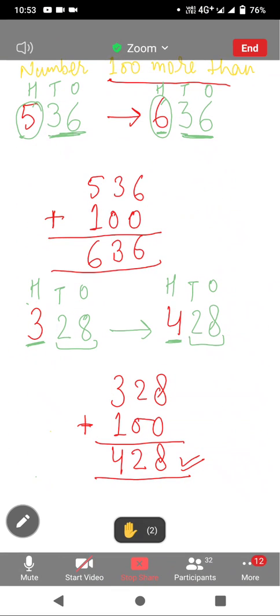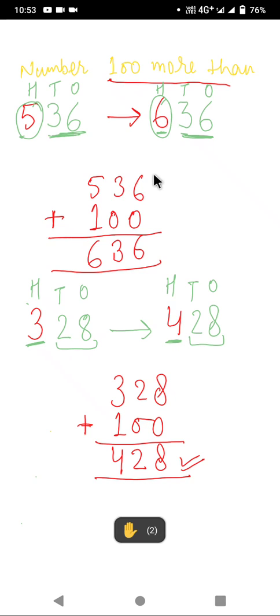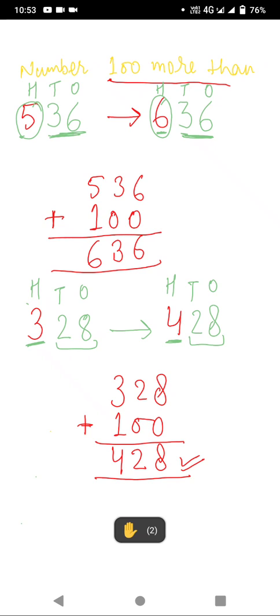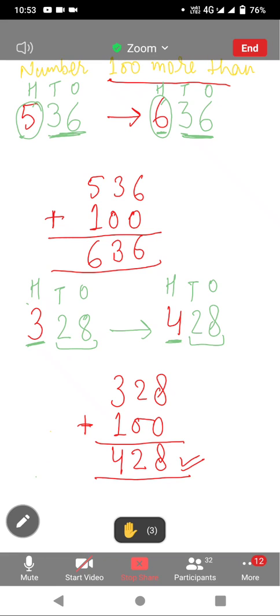Okay. So students, no need to do it like this. This addition I have told you for your understanding only. You can find out 10 more than or 100 more than directly. To find out 10 more than, we just add 1 in the tens place digit. And to find out 100 more than, we change the 100 place digit. We just add 1 in the 100 place digit to find out 100 more than. No need to add like this.